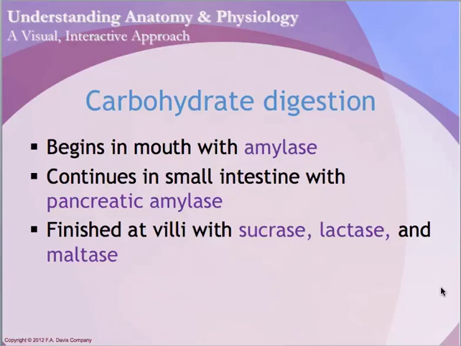Carbohydrate digestion begins in the mouth with amylase. Remember that carbohydrates consist of sugars called saccharides. So we have polysaccharides, disaccharides, and monosaccharides. Most food contains polysaccharides, which must be broken down into smaller particles. So the salivary glands secrete the enzyme amylase, which helps to break down polysaccharides into disaccharides.